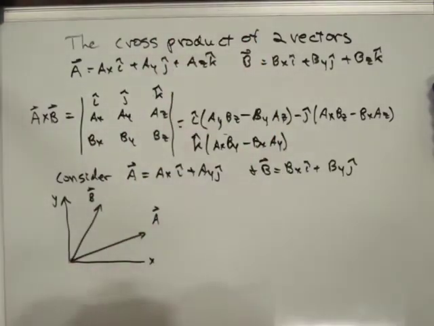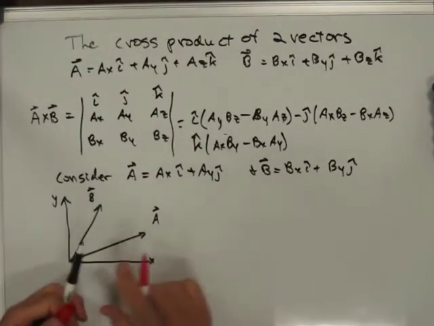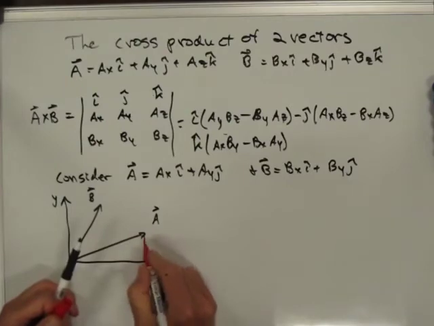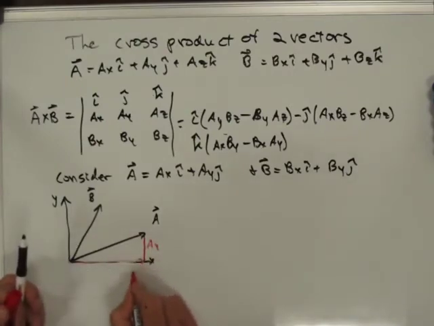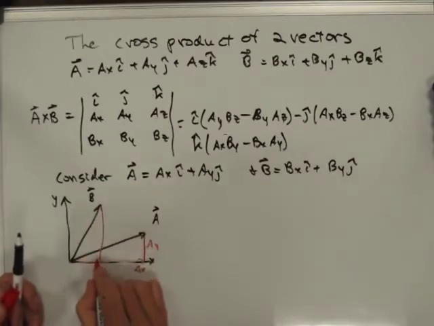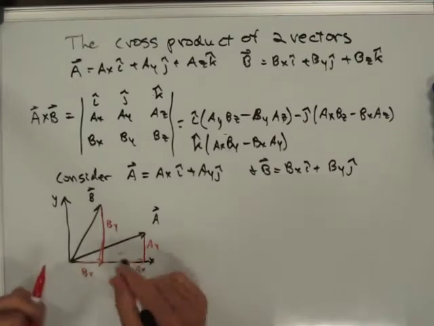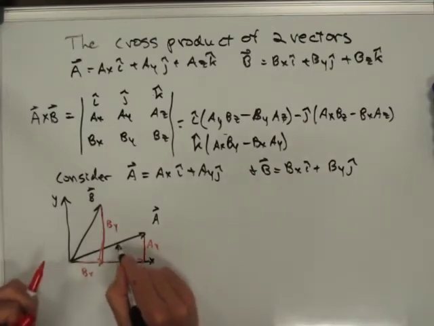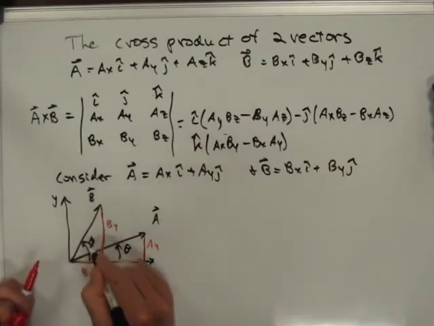And then I can say, look, this is my AY, this is my AX. I didn't do that very well, but you get the idea. This is my BX, and this is my BY. I can call this angle, say, theta, and this angle, say, phi.